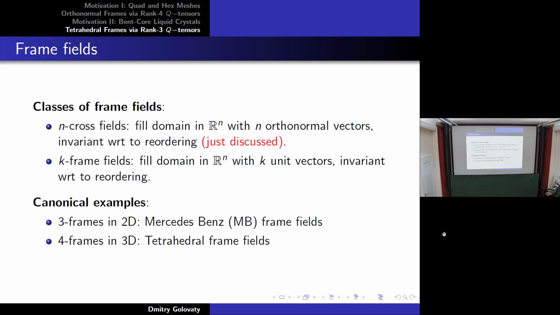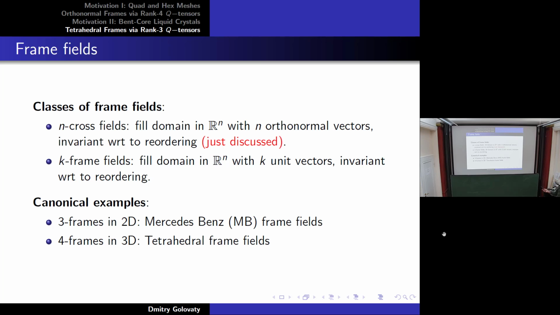All right, so I have just discussed the n-cross fields. Now we're talking about the k-frame fields. You are in R^n and you want to generate a frame of k vectors now. And maybe you want all of these vectors to have the same angle between them. For tetrahedra, for example, you have 4 vectors like that in 3D. Or in 2D, you can have 3 vectors at 120 degrees to each other, and because we're in Germany, I'm going to call this a Mercedes-Benz frame.